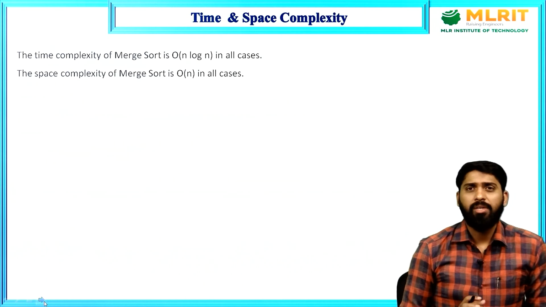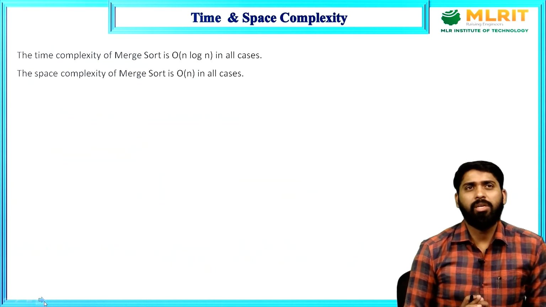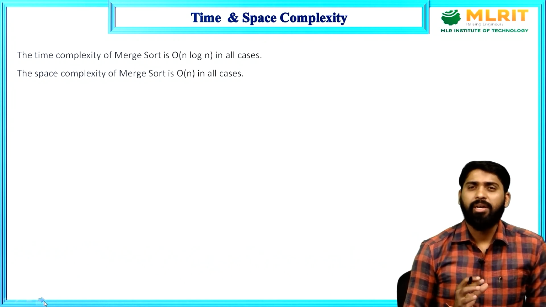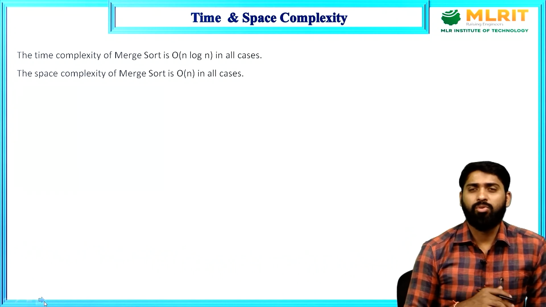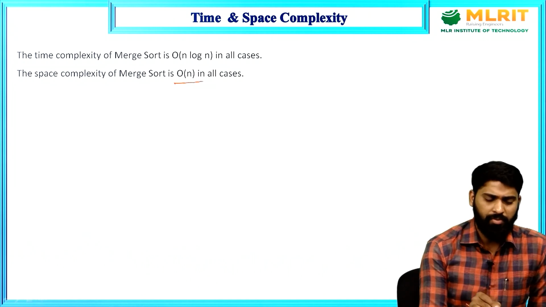Okay. So coming to time and space complexity, the time complexity of merge sort is big O of n log n in all cases. The space complexity of merge sort is big O of n in all cases. Why? In merge sort, we require extra space to store these values. So the space complexity of merge sort is big O of n.